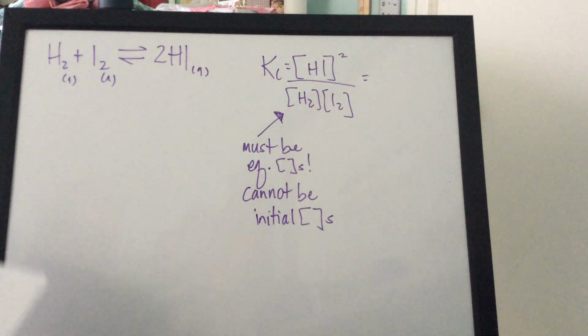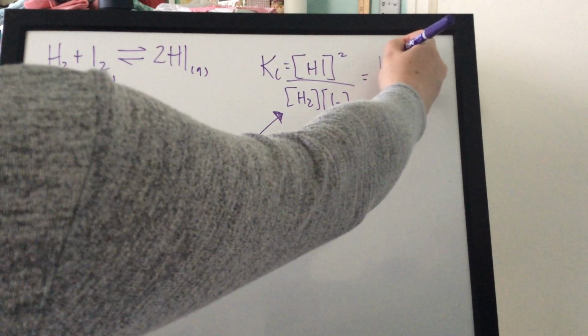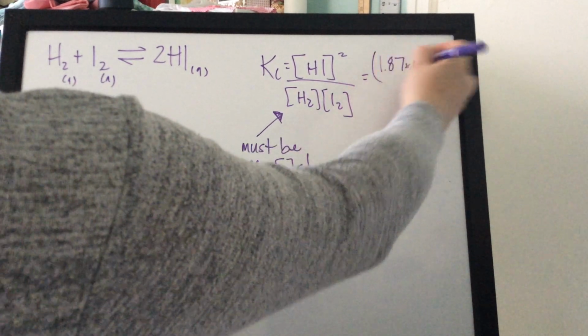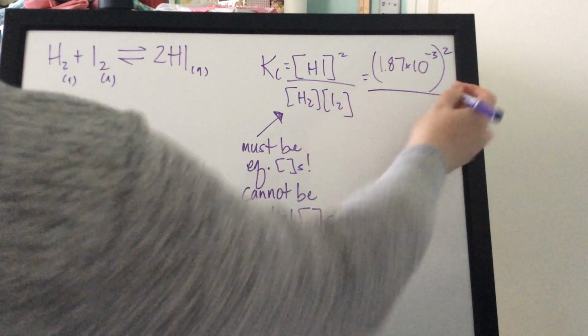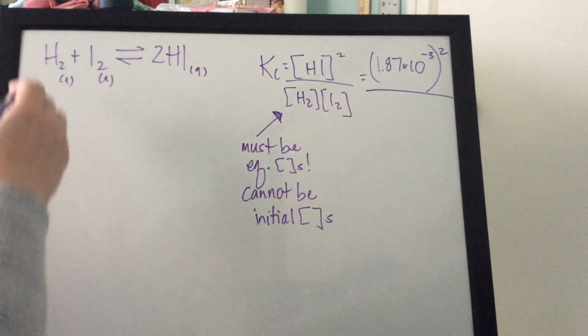I can't do it. So right now I don't know the equilibrium concentration of H2 and I2. I have to figure that out. However, I do know that the equilibrium concentration of HI is 1.87 times 10 to the negative 3. And I know that because the problem told me that at equilibrium, that's what its concentration was. But I don't know these two, okay? So you might say, well, then I can't solve this problem because I can't go any further. So this problem has to be solved in a slightly different manner, and it's called using an ice chart, okay?